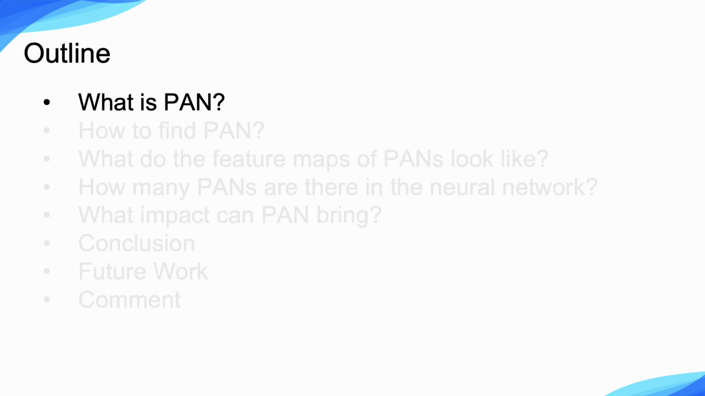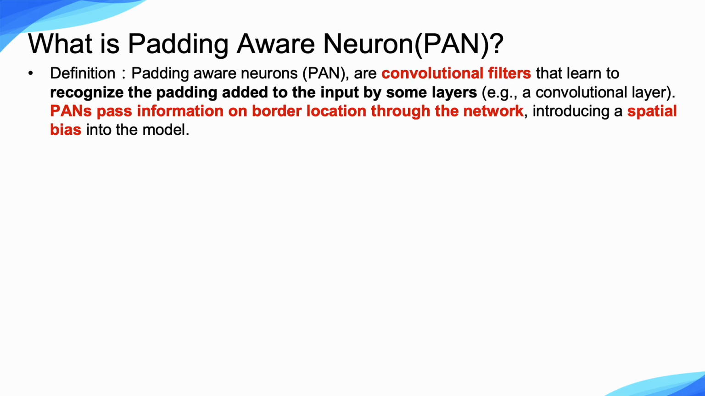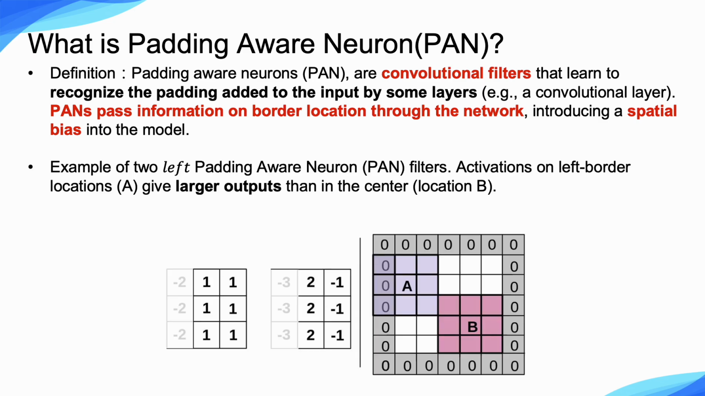Okay, so let's introduce what a PAN is. What is a pattern-aware neuron? The definition of padding-aware neurons: they are convolution filters that learn to recognize the padding added to the input by some layer. PANs can pass information on the border location through the network, introducing a spatial bias into the model. For example, here are two examples of padding-aware neuron filters. You can find that the activation at left border location A, if we put the kernel here, gives a larger output than in the center, location B.